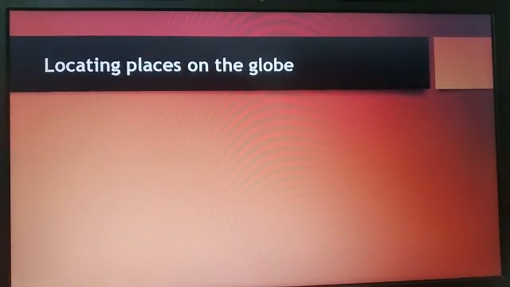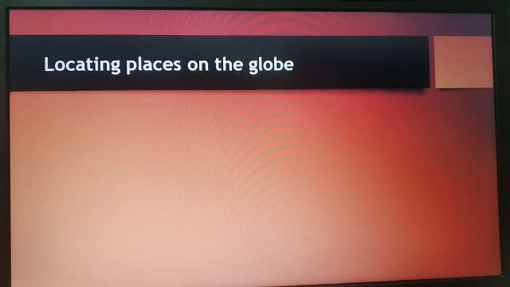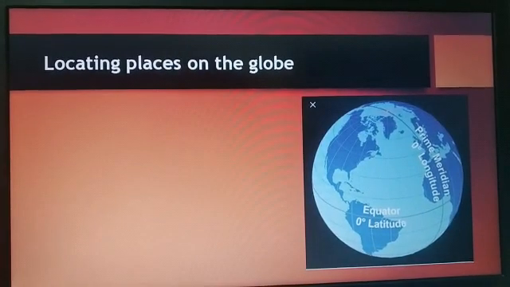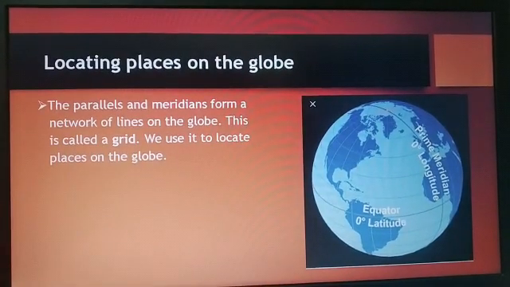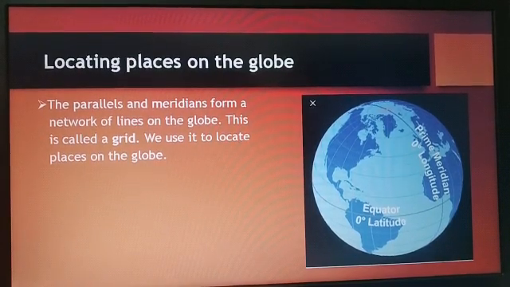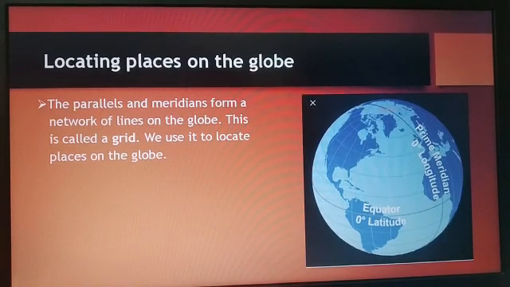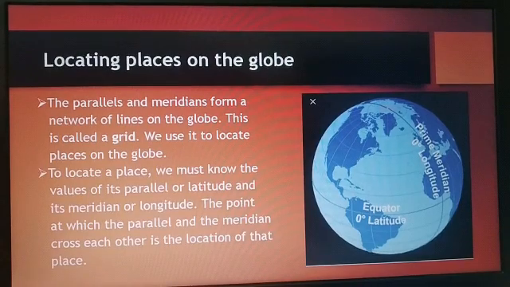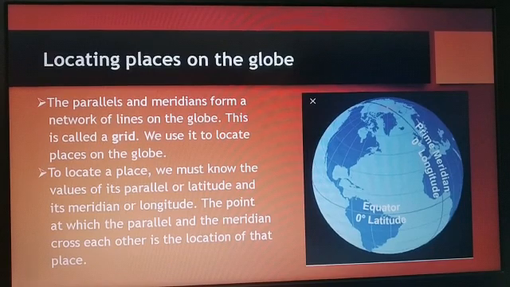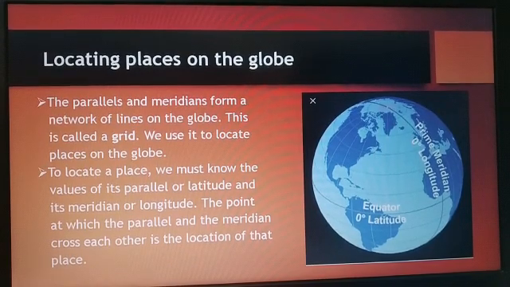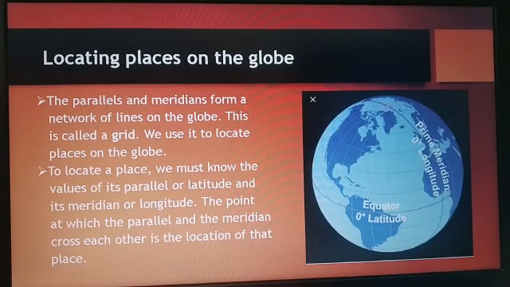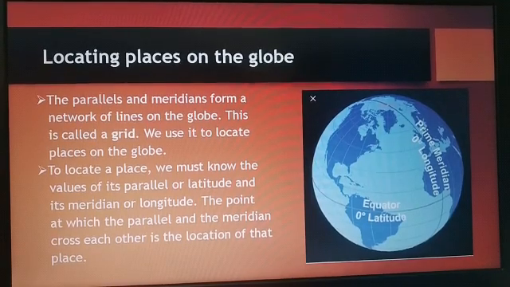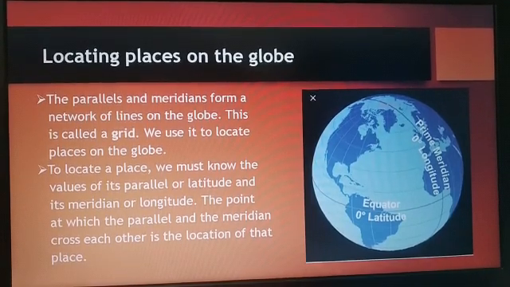Now let's learn how to locate a place on the globe. The parallels and meridians form a network of lines on the globe. This is called a grid. We use it to locate places on the globe. To locate a place, we must know the values of its parallel or latitude and its meridian or longitude. The point at which the parallel and the meridian cross each other is the location of that place.